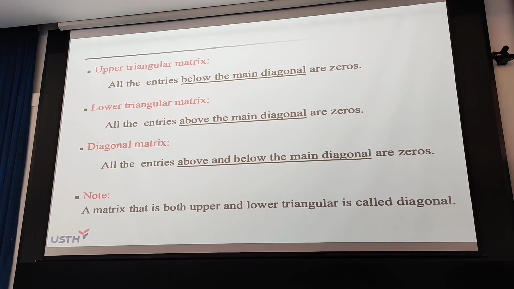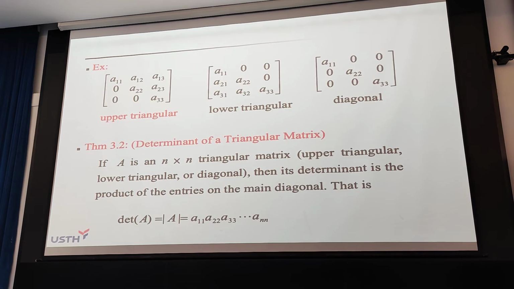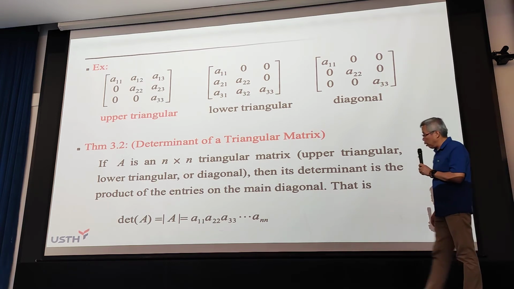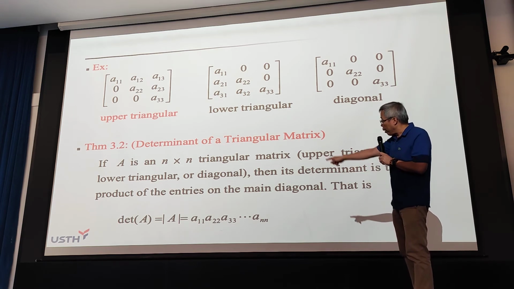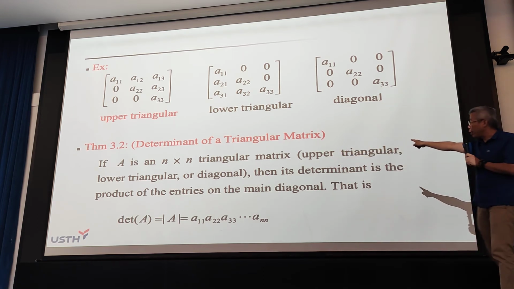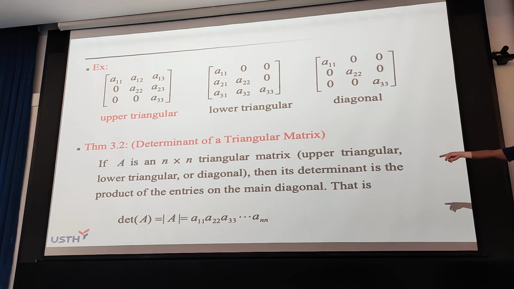And in the class last week, we had an illustration for that. We have an example of that. And here you can see we have an upper, lower, and diagonal matrix. And for those triangular matrices, we have a special formula to find the determinant. The determinant of a triangular matrix is very easy to calculate. It is the product of all entries lying on the main diagonal.